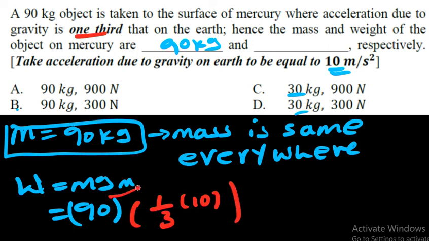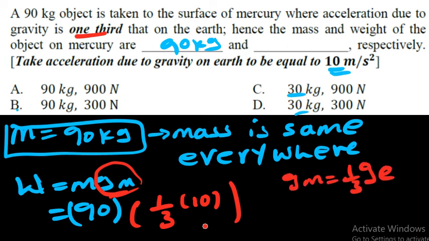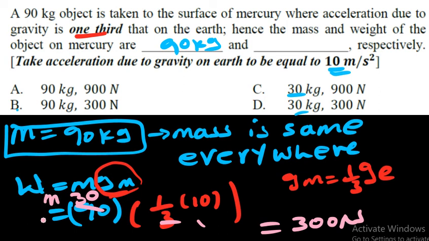Because gravity of Mercury is equal to 1/3 of gravity of the Earth. Therefore, let us multiply. When you multiply, you can simplify here. How? By 3, 1. This by 3 will be 30. 30 times 10 is going to be 300. 300 Newton will be the weight. The weight where? The weight on Mercury, not on Earth. So the answer must be B. Good. It's a very nice question. Let's continue to the next one.